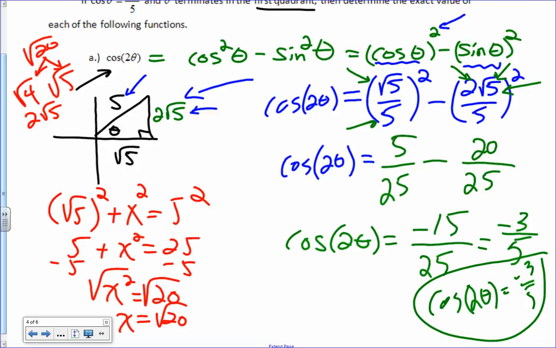Wow, that's a really bad negative 3/5. All right. Questions on the work that we did there?